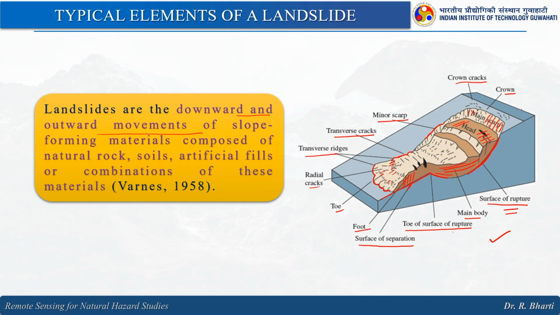Schematically it is very easy to demarcate the boundaries, but naturally when you see a landslide it will not be so easy to demarcate the lines and say that this is the crown, this is the crown crack, minor scarp or toe of the surface of rupture. So you have to critically see the features of a landslide.